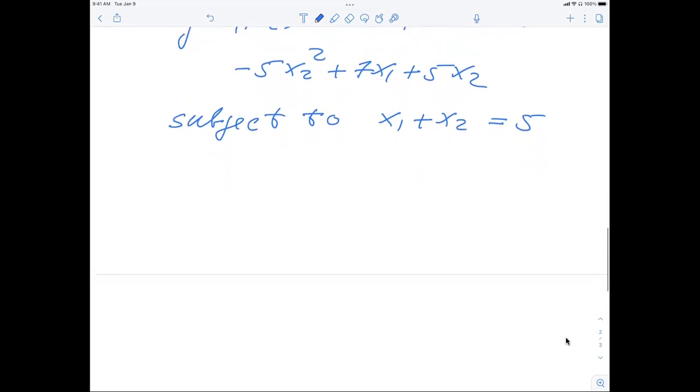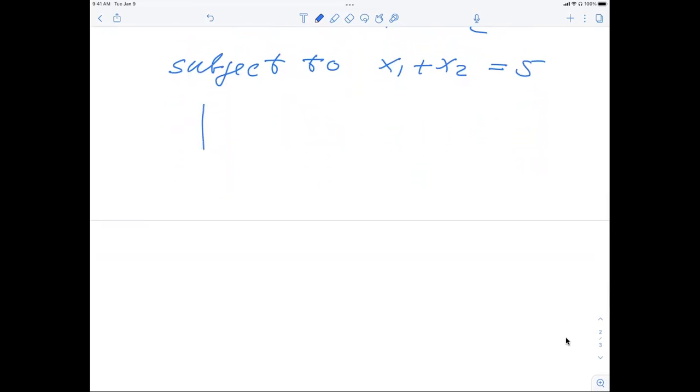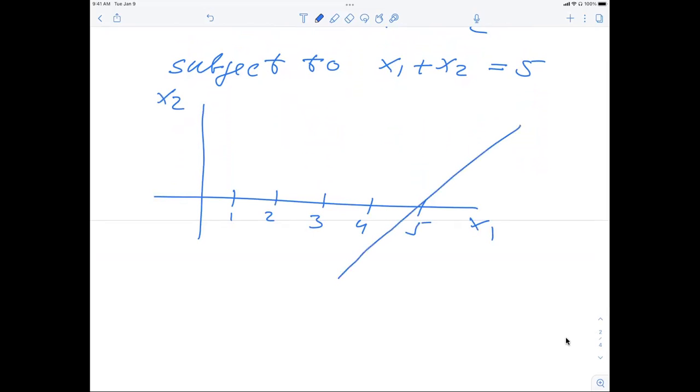That means that when you're looking for the solution, what you have is something like this. If you put x1 on that axis and x2 here, with 1, 2, 3, 4, 5, then we know that this is a line. So we're actually looking for the solution which lies on this line for the function f, which is a function of x1 and x2. Now we know how to solve this one.